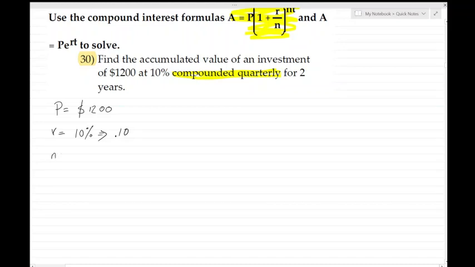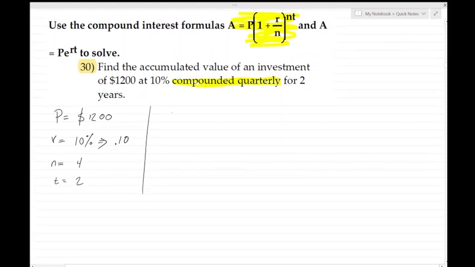N is how many times it is being compounded per year. Quarterly means it happens 4 times per year. Time is how long the investment is being accumulated, and it's for 2 years. So then we're good to plug in, and we have A, which is the accrued amount that will equal after 2 years.